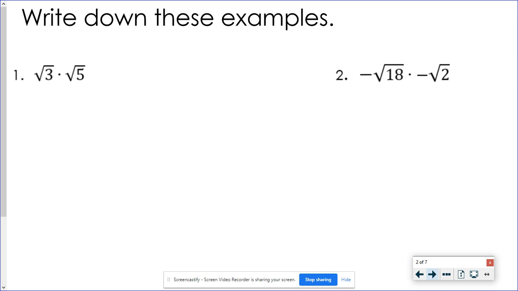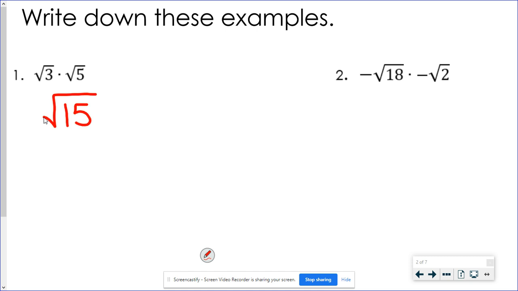So I'm going to suggest very strongly that you write these examples down in your notebook. Pause the video if you need to, but I want to make sure that you are getting some practice with these. In number 1, square root of 3 times the square root of 5, that would, just using our rule, go together and become the square root of 15.